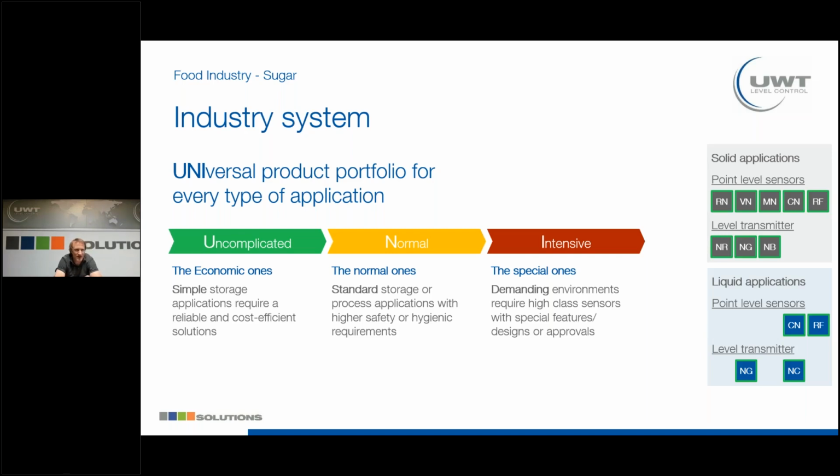And we also have level transmitters for continuous level measurements: radar technology, Nivo Radar, Nivo Guide, and also the Nivo Bob. And on the other hand, for liquid applications, for the point level sensors we have capacitive technology, and for the level transmitters, the Nivo Guide, guided wave radar, and capacitive technology. With this product portfolio, with these different technologies, we can solve many applications in the sugar industry. What we already solved will be presented now by Julian.